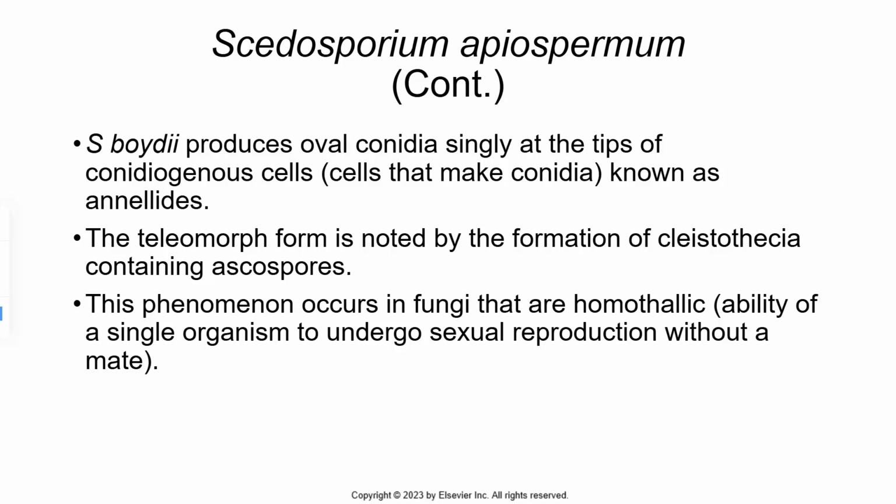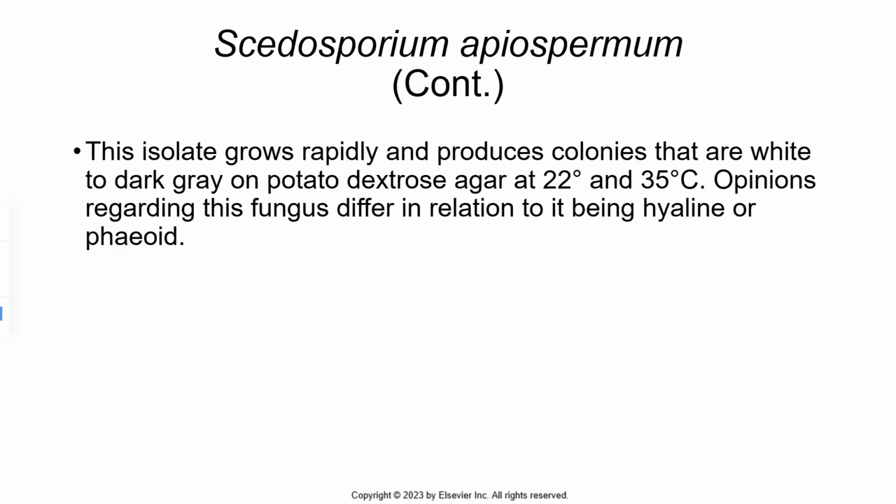S. boydii produces oval conidia. The teleomorph form is noted for formation containing ascospores. This phenomenon occurs in fungi that are homothallic, the ability of a single organism to undergo sexual reproduction without a mate. This isolate grows rapidly and produces colonies that are white to dark gray on potato dextrose agar. Opinions regarding this fungus differ in relation to it being hyaline or phaeoid.